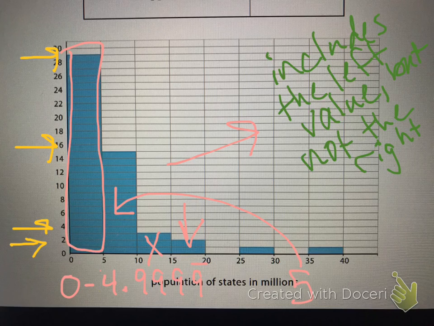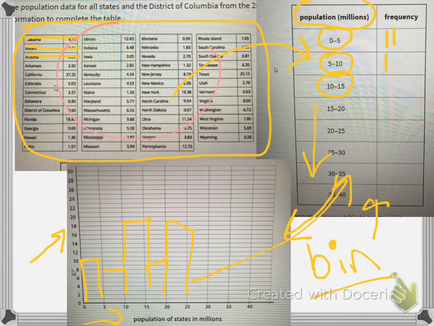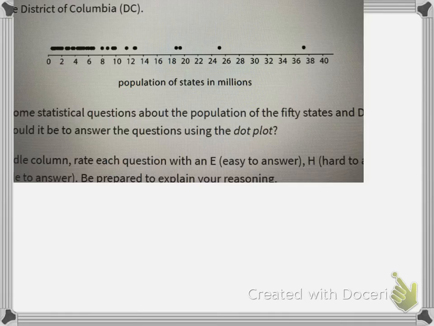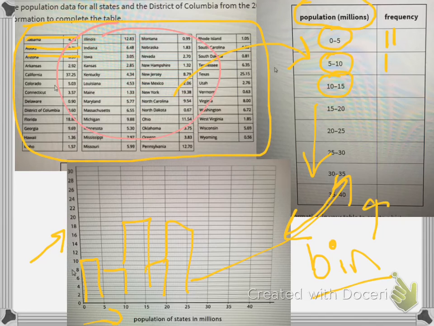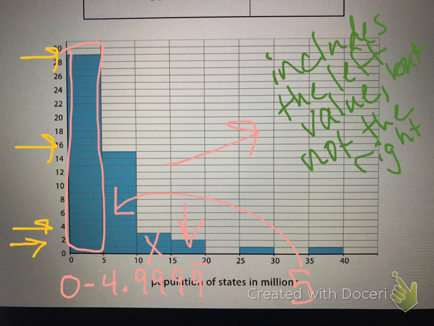And here's another look and another explanation as to why we use histograms. If we had taken the data from here and put it on a dot plot, this is what it would look like. Kind of crazy and really difficult to read. So that's why histograms are a better choice for this type of data, where there's a lot of variation and a lot of numbers.